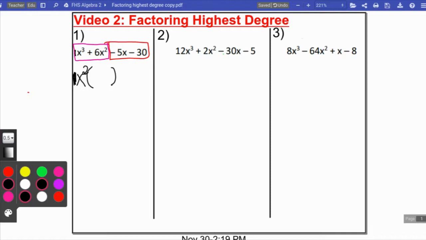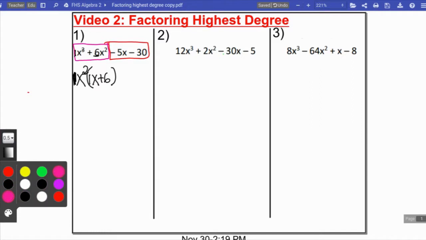So 1 divided by 1, you get 1. The x's: 3 minus 2, you get just x, because if you do x squared times x, you definitely get x cubed. Then 6 divided by 1, you get 6. And the x's, x squared and x squared, cancel out. All right, I'm done with that one.